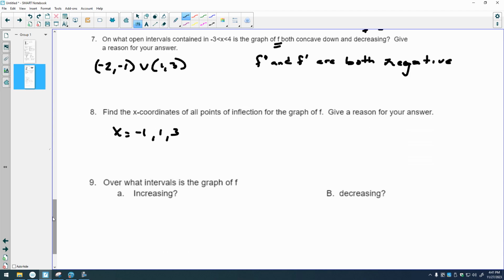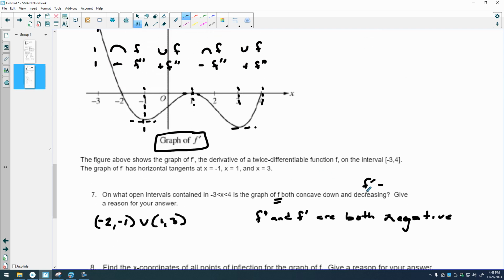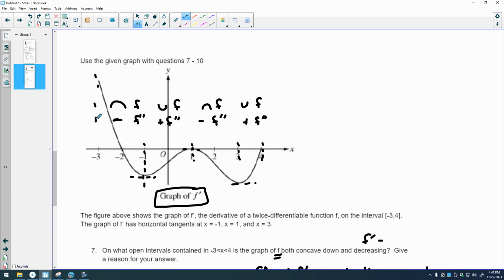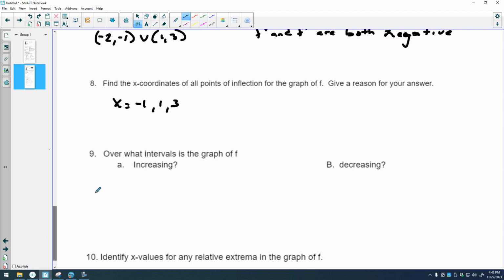Number 9. We already talked about this one. Where is f increasing? Where f is decreasing is where f prime is negative, so where f is increasing is where it's positive. Where is f prime positive? From -3 to -2. F prime is above the x-axis from -3 to -2. That is the only place it is increasing. Where is it decreasing? Everywhere else. From -2 to 4.